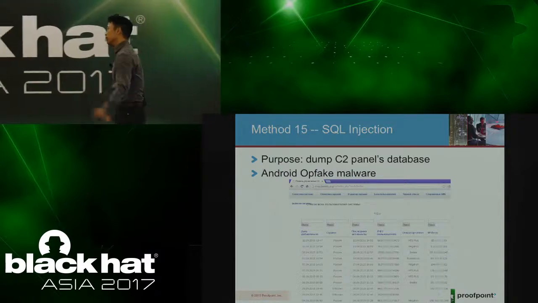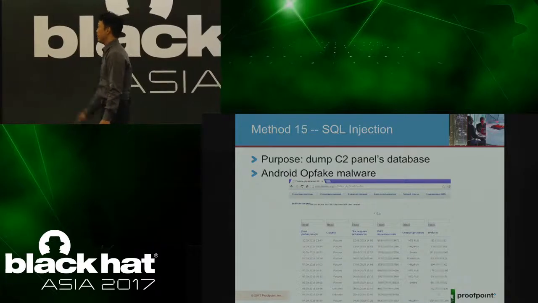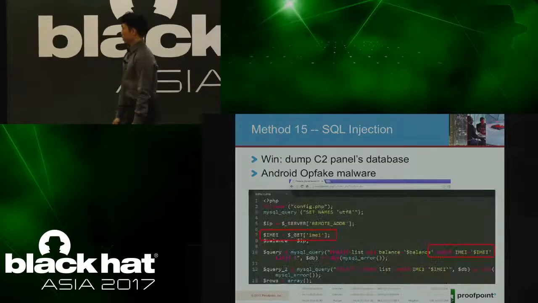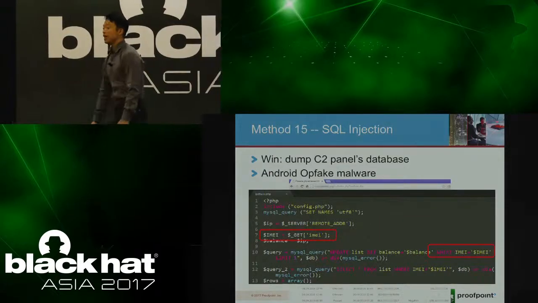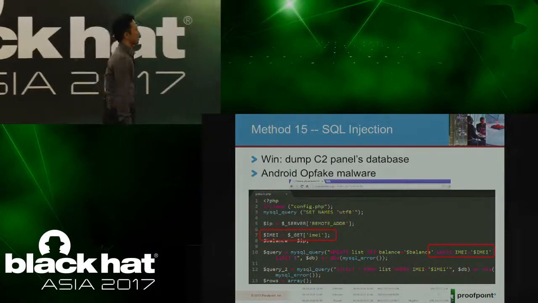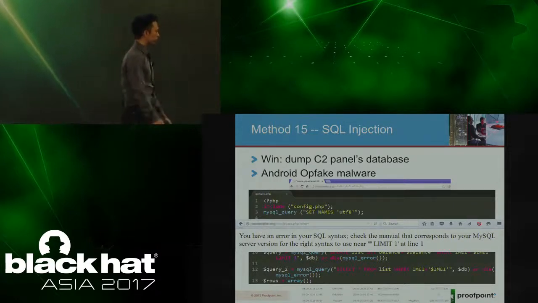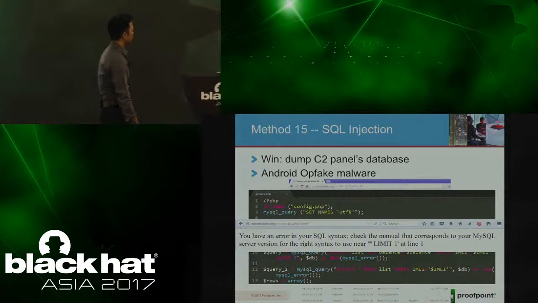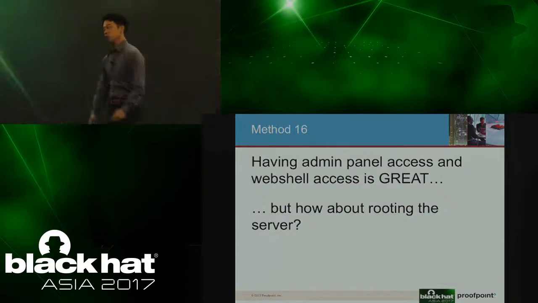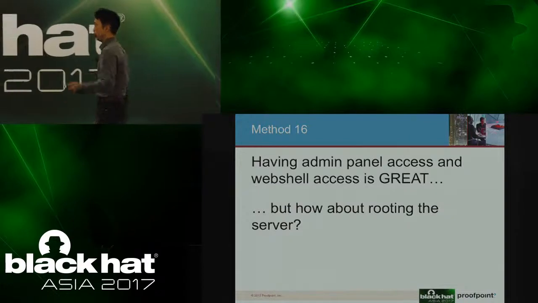Method 15, everybody knows about SQL injection, right? There's a lot of SQL injections in their code. Android Offake malware, vulnerable to SQL injection. Very simple. The IMAY variable was used to construct their SQL command, wasn't sanitized before being used, didn't use prepared parameters for their SQL access, and so we were able to SQL inject them. So once we were able to SQL inject them, we can execute system command, upload files, or just rip out their database.